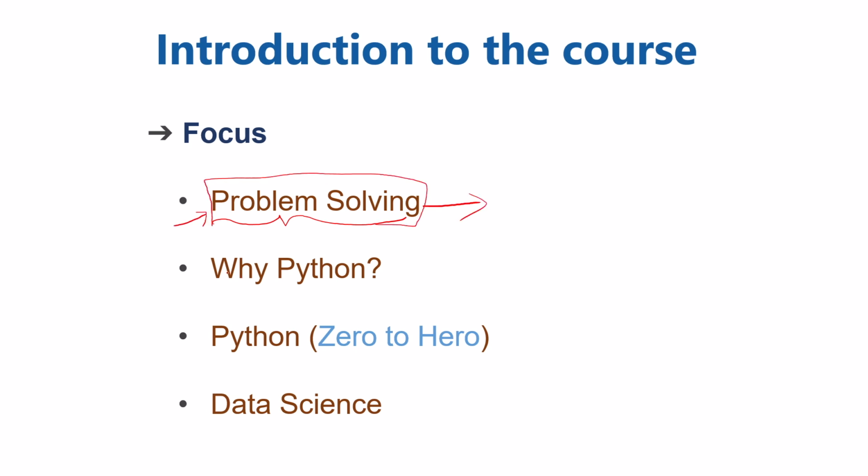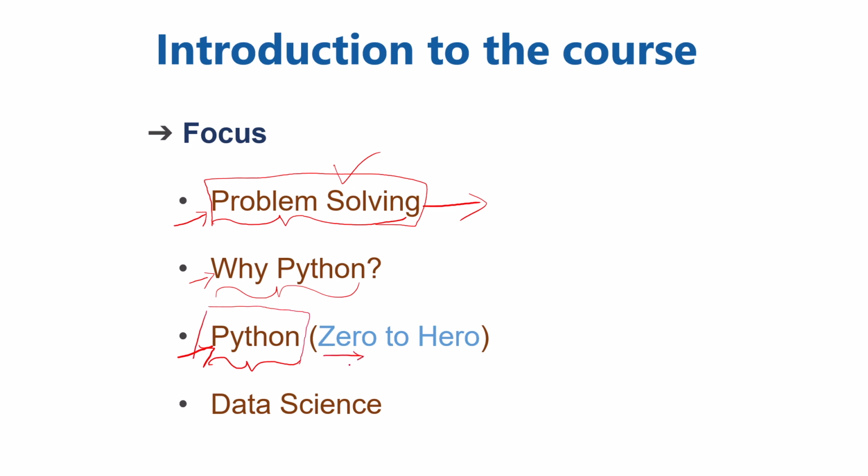The second focus of this particular course is mainly telling you why we are choosing Python, why Python is so important, particularly for data science problems. The third focus and the main core focus is to learn Python, obviously. Once we know what are the techniques to solve a problem, and once we know that Python might be a very good language to go with, then what is Python? How to learn it? Well, Python is the main core and main focus of this course.